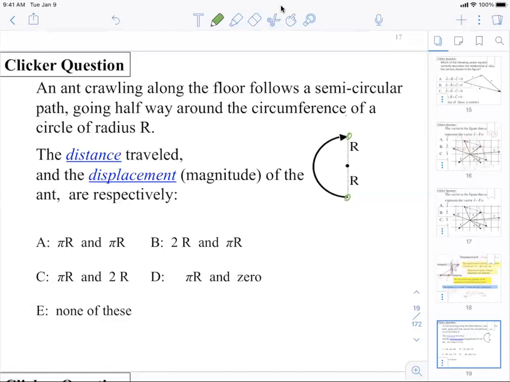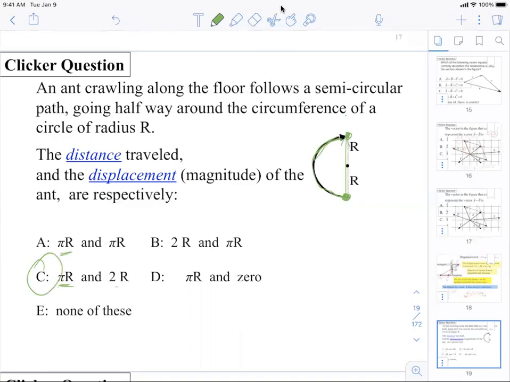Okay, so let's look at the distance traveled. Very good. It's from here to here. You actually follow this curve, right? And that's half of your circumference, which is pi r. And displacement is a direct line from beginning to the end going up. So that's 2r. Yeah, so C is correct. We can see that displacement and distance are different.